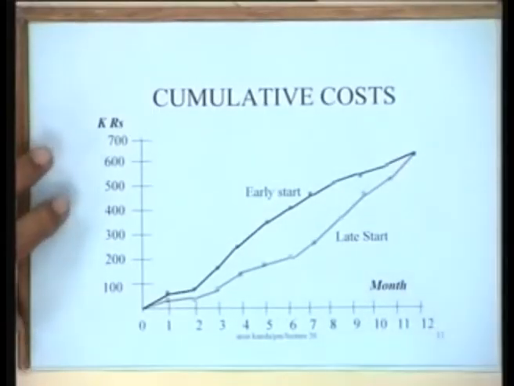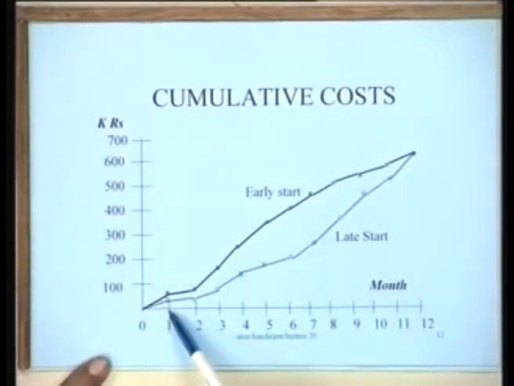Okay, so something similar is happening in this particular example, where you find that in the late start schedule the total expenditure is the same, but the timing of the expenditure is very different. Now the question therefore is, if we now plot this information of cumulative costs on a graph, the graph looks something like this.